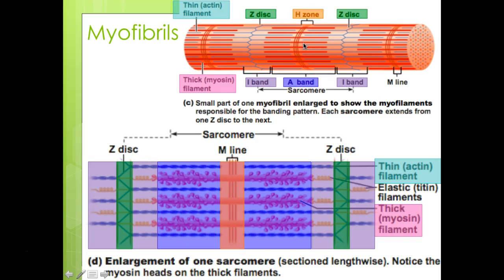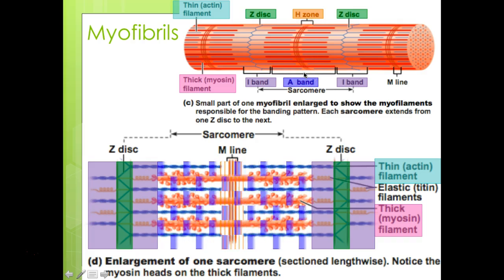This is where our thin filaments end and our thick filaments are not overlapping. And this H zone disappears when muscle contracts. So we have this lighter region here in the middle of our A band, with our thick myofilaments here and no thin filaments.